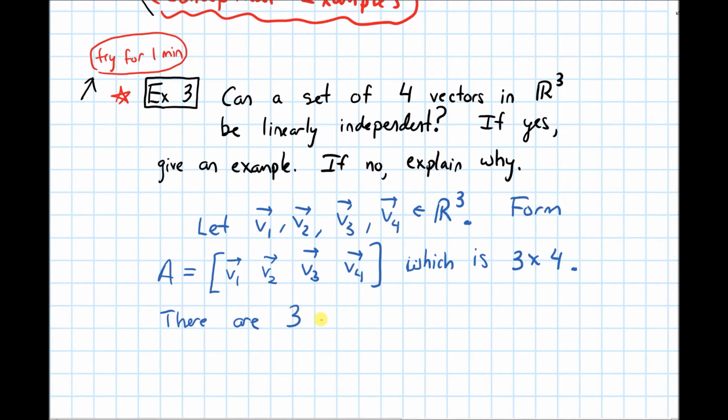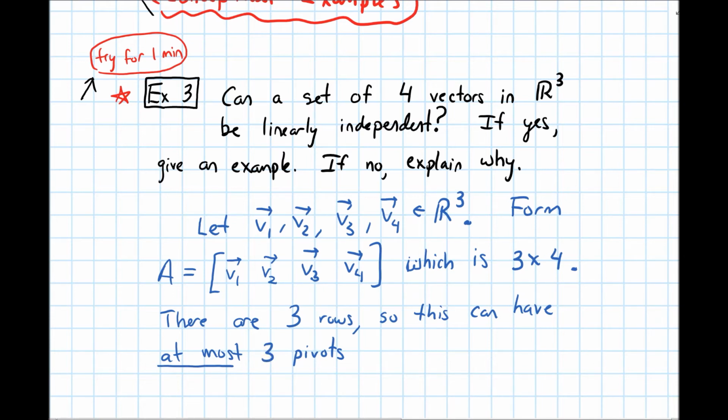So in this case, because there are 3 rows, this matrix can have at most 3 pivots. In general, a matrix cannot have more pivots than it has rows, and there can't be more pivots than there are columns. So this particular matrix can't have more than 3 pivots, because that's how many rows it has. It also can't have more than 4 pivots, because that's how many columns it has. But I never even reach the possibility of 4, because I'm restricted by the number of rows first.